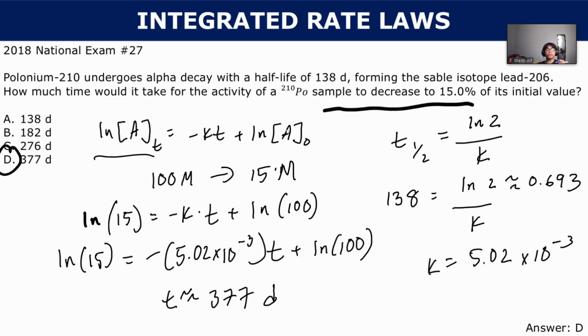So what integrated rate laws allow you to do is take the initial concentration, and as long as you know your rate constant and a time, then you can find out the concentration of that reactant at a different time. And that's the magic of integrated rate laws.